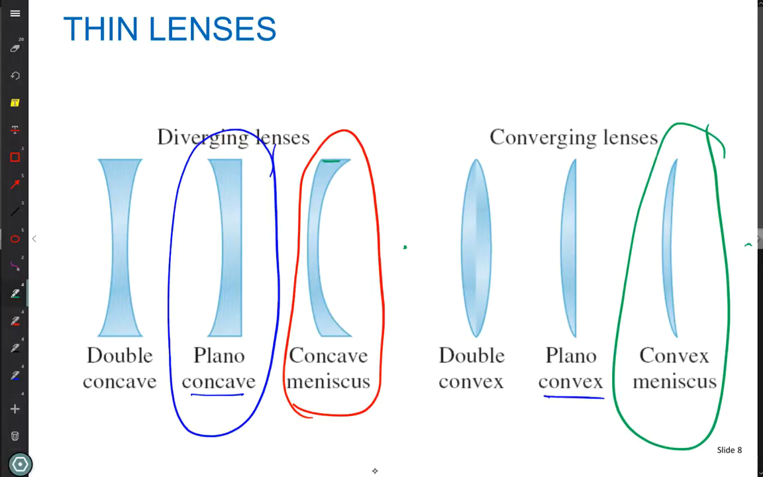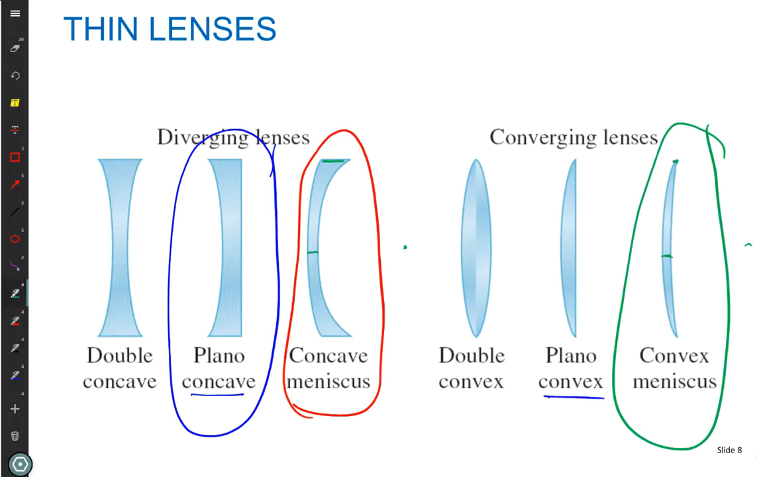Okay, the top is thicker than the middle here. That makes it diverging. The top is thinner than the middle here. That makes it converging. So we have a few people here wearing eyeglasses. If you feel the thickness of your lenses in your eyeglasses, are they thicker in the center or on the edge?